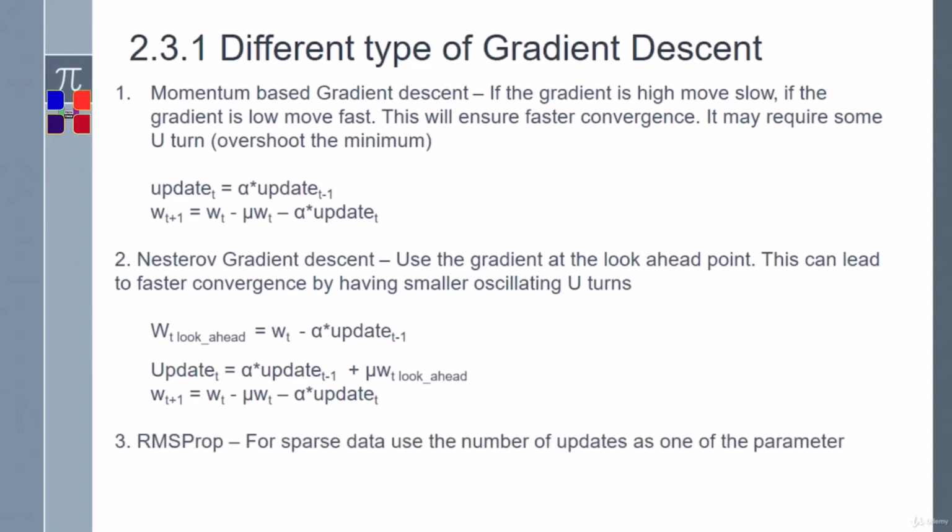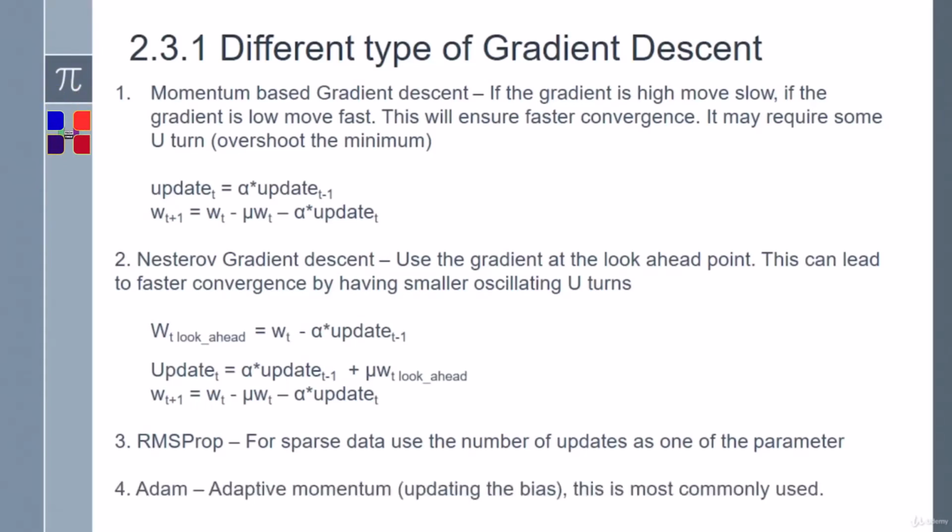Then there is another method called RMS prop. This is typically used if there are multiple variables and not all of them are getting updated equally. There could be some sparse data, there could be some dense data. So this particular algorithm takes care of sparse data not getting updated enough. And then one of the most common techniques used is ADAM, adaptive momentum gradient, and this is what typically is used in many of the algorithms today.